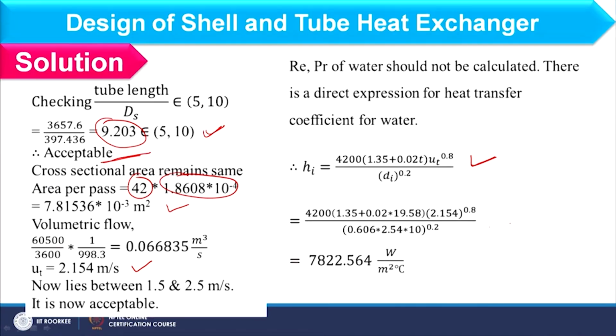Now if you remember, for heat transfer coefficient of water, we have a specific correlation. So instead of going to the generalized equation, we can use this equation which is given for water only. Considering all these values like velocity over here, and this is the di, inner diameter, which we have already discussed, that value I should keep in mm. Considering this value, heat transfer coefficient of tube side we can obtain as 7822.564 watt per meter square degree Celsius.